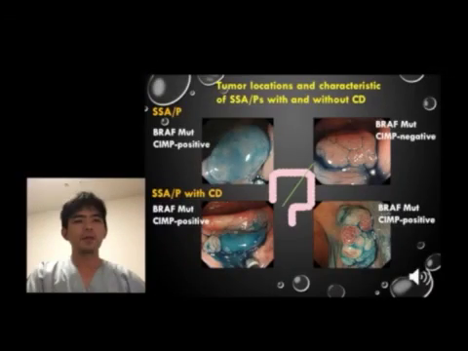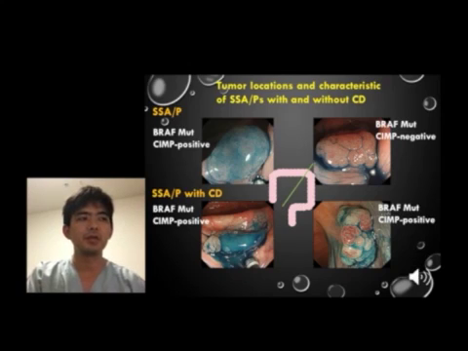Okay, next we'd like to show the relationship between molecular alterations and colonoscopic findings. In this study, we analyzed BRAF mutation and DNA methylation in the tumors. CpG island methylator phenotype, or CIMP, was defined as positive when 3 or more of the 5 markers showed methylation. SSAPs in proximal colon are characterized by type 2O pit pattern, and they are tightly associated with BRAF mutation and CIMP. However, type 2O and CIMP are not characteristic features in SSAPs in distal colon.